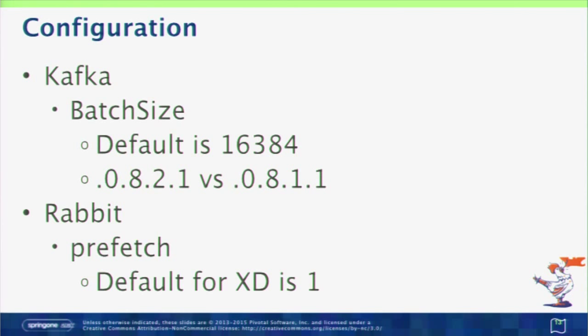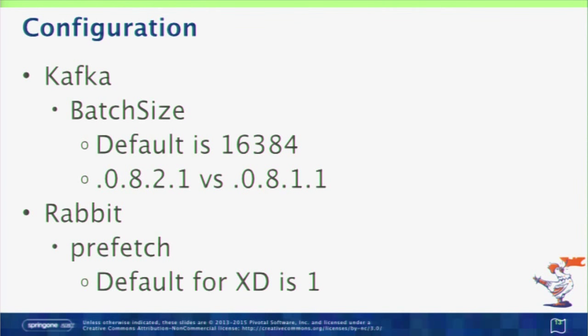The Rabbit prefetch, there's nothing wrong with that. That has never changed, hasn't changed in years. But the most common question we get about Rabbit is: we broke out XD, it was great, but when we ran it on a Rabbit transport, it was slow. And it's because we default the prefetch to 1.